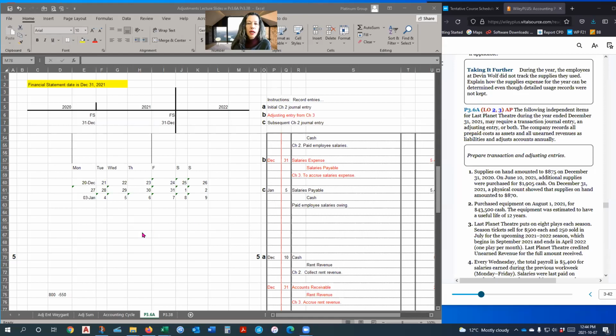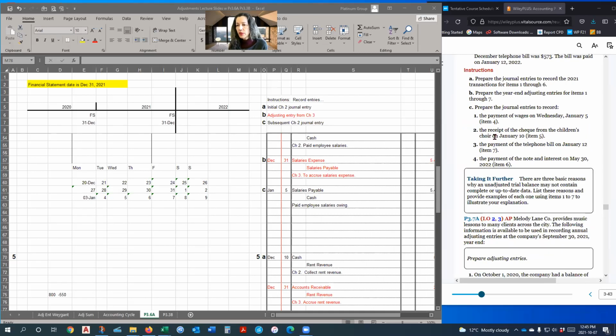On this question, 3.6a, we look at the required. You'll see they've got it broken into three areas. One is the journal entries as they occurred, so the chapter 2 journal entries. Then we've got the year-end adjusting journal entries, and then we've got the subsequent journal entries.